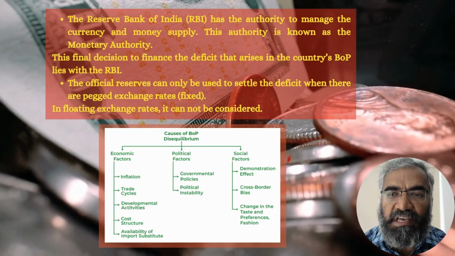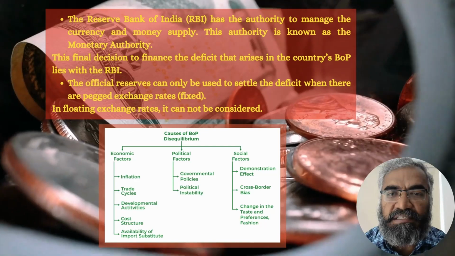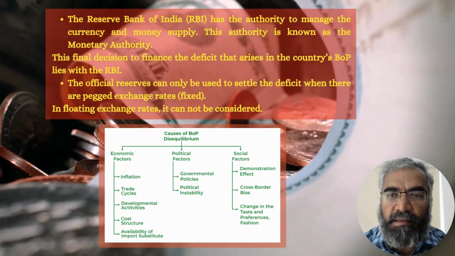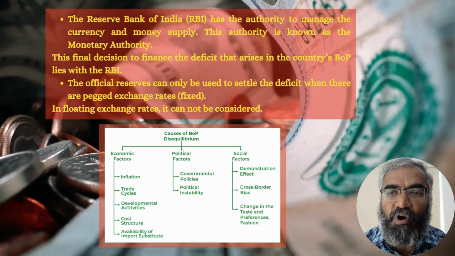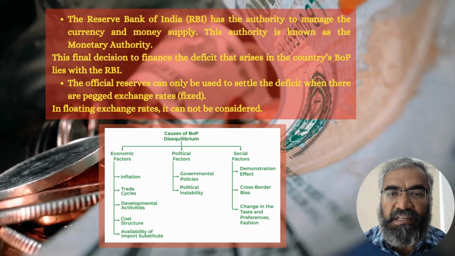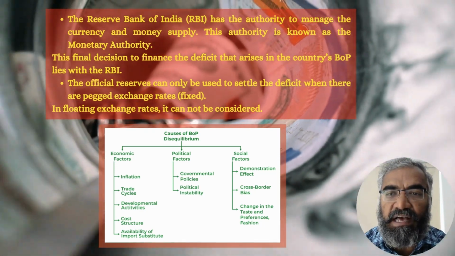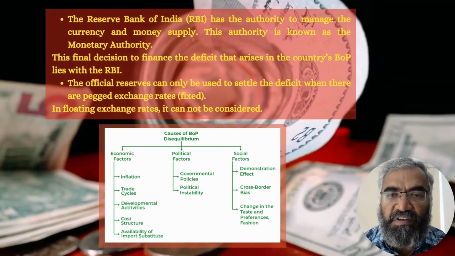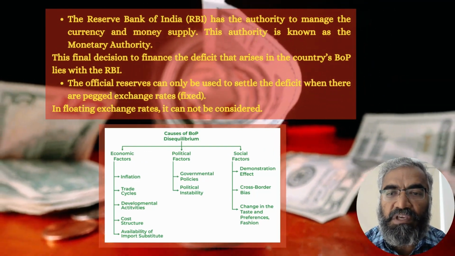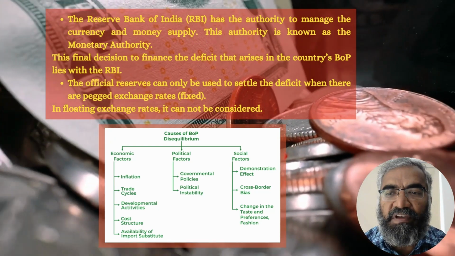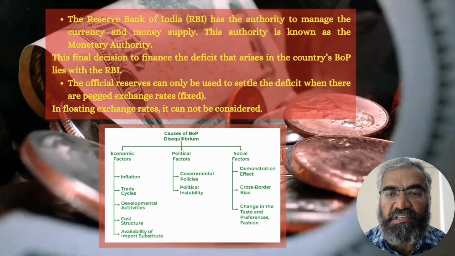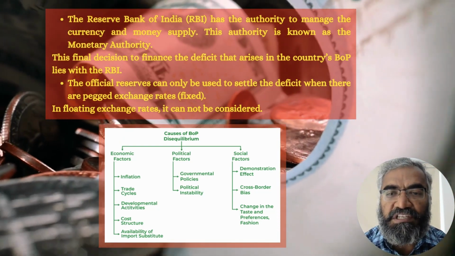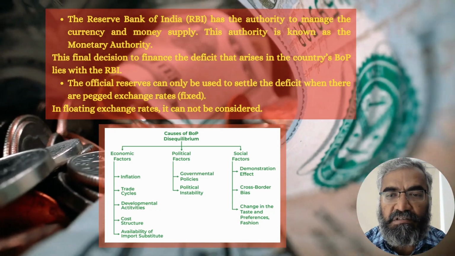The Reserve Bank of India has the authority to manage the currency and money supply. This authority is known as monetary authority. The final decision to finance the deficit that arises in the country's BOP lies with the RBI. The official reserves can only be used to settle the deficit when there are pegged exchange rates, that is, fixed. In floating exchange rates, it cannot be considered.